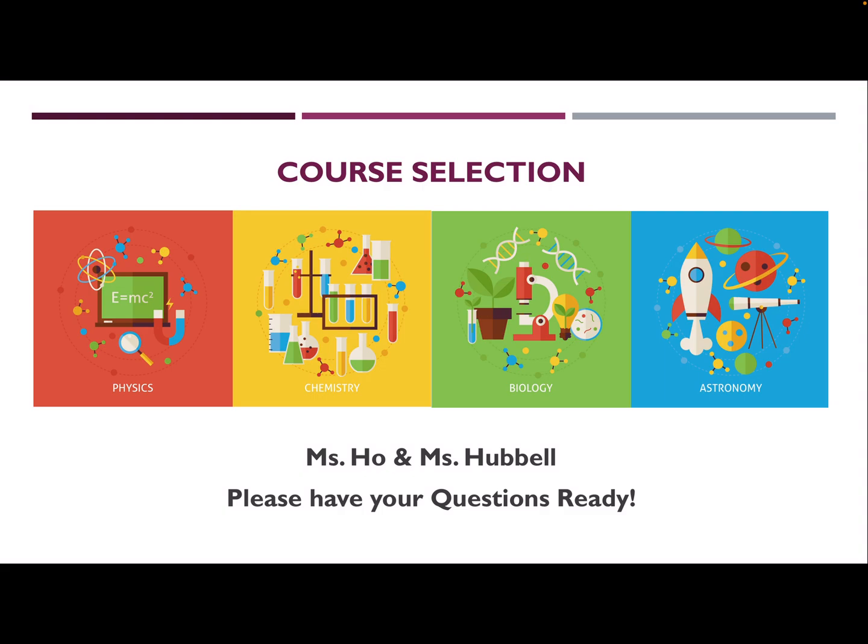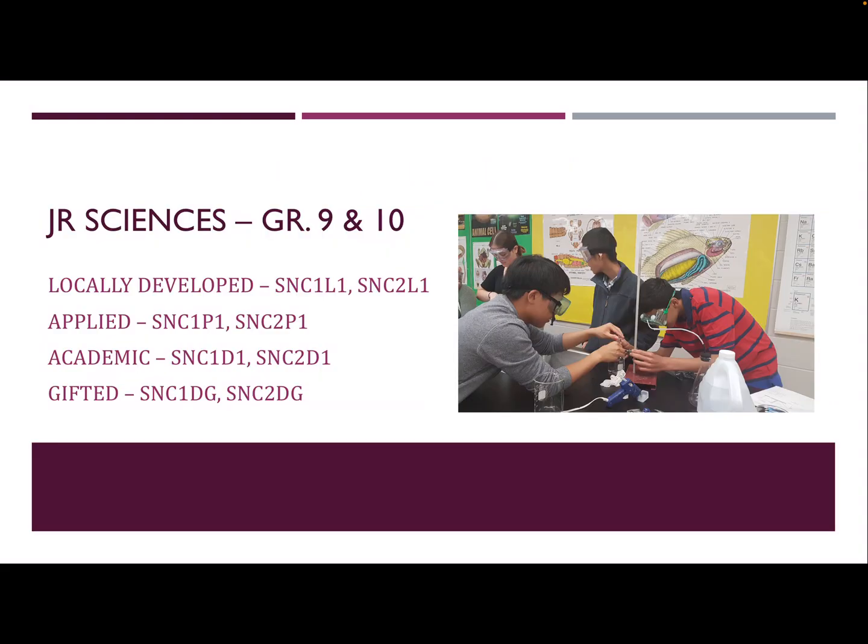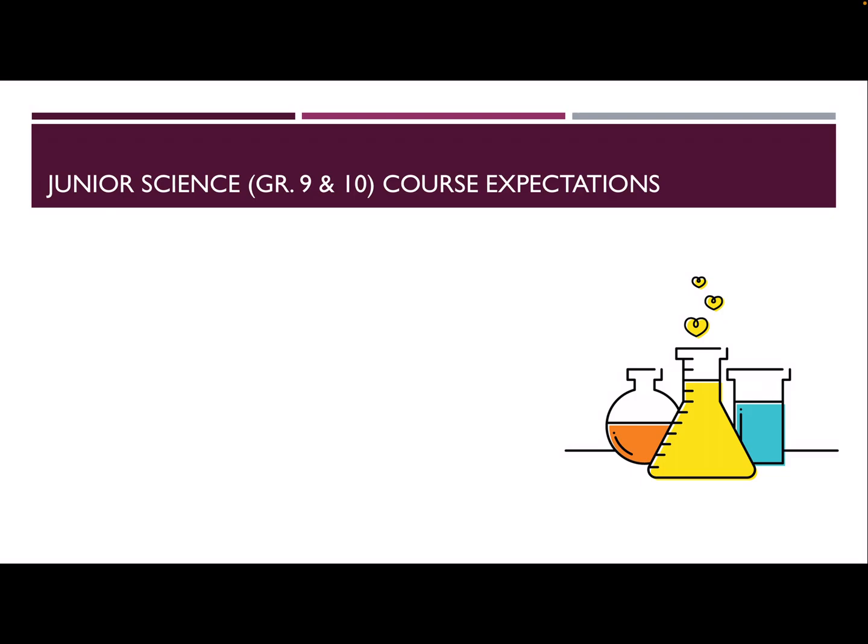I'm going to walk you through today the course selection for the science department. So we're going to start with our junior sciences, the grade 9s and 10s, and we offer 4 different levels in our junior program. We have the locally developed courses for both grade 9 and 10, the applied level courses, the academic, and finally the gifted program, which do require students to have an IEP.